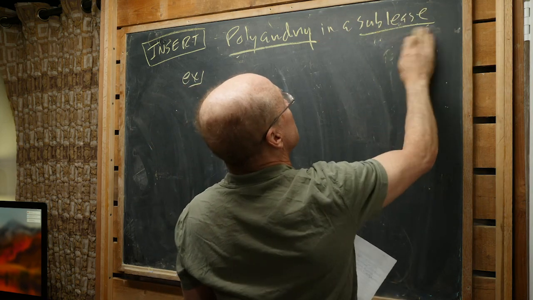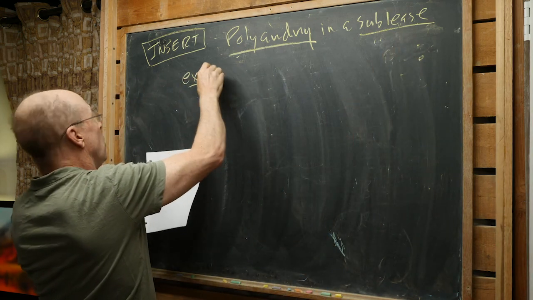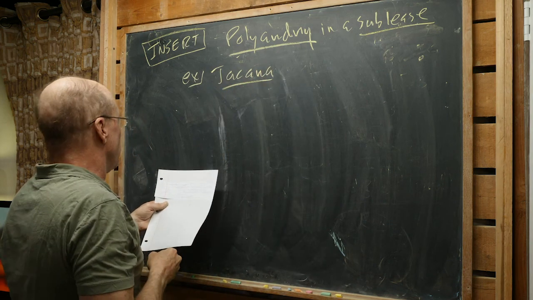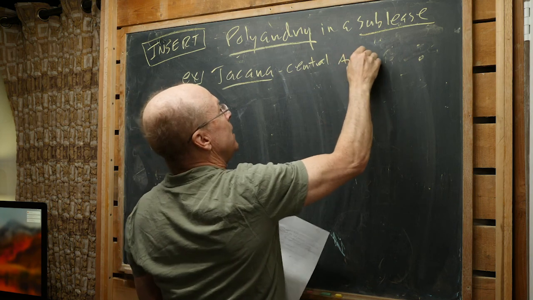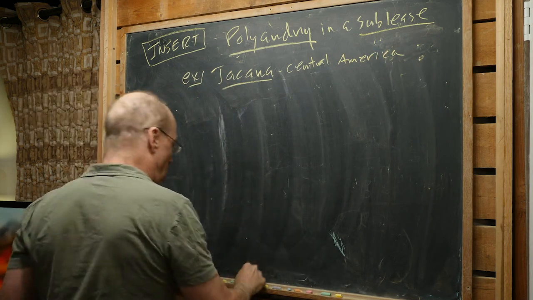In a sublease, but in this case, it's a female territory. So the example would be the jacana. And the jacana is a bird in Central America. Great name for a bird. It's basically a role reversal.